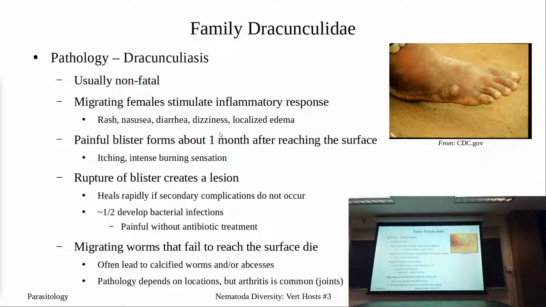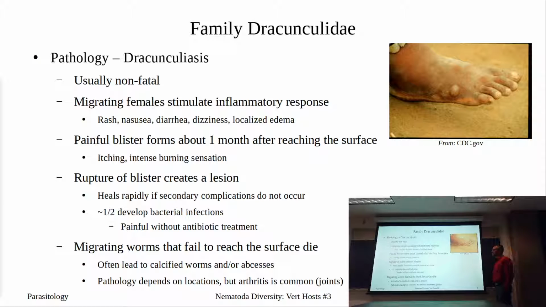Dracunculus. Pathology. Usually this is non-fatal. All right, you have it, you deal with it. Migrating females will stimulate an inflammatory response. So you could start to experience a localized rash where the female is. You could exhibit nausea. We didn't fix that, I fixed it on another one. Nausea, diarrhea, dizziness, localized swelling, so localized edema, all from inflammatory response. This is the migrating female.